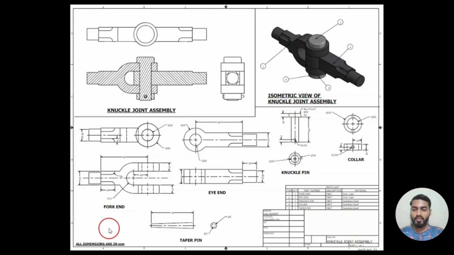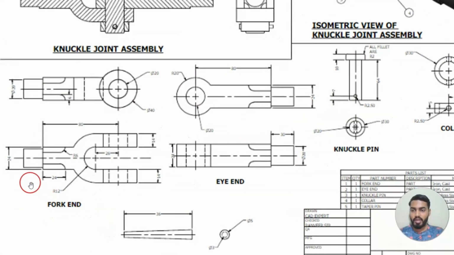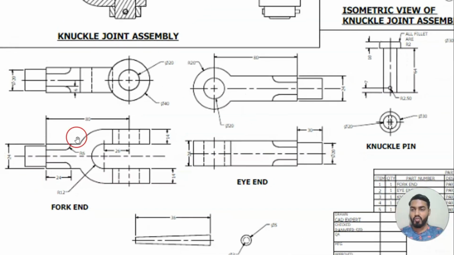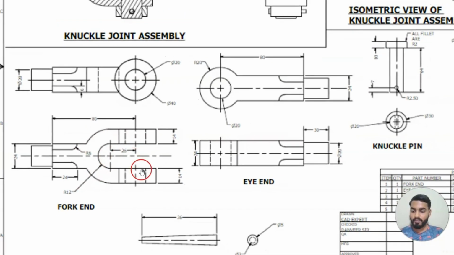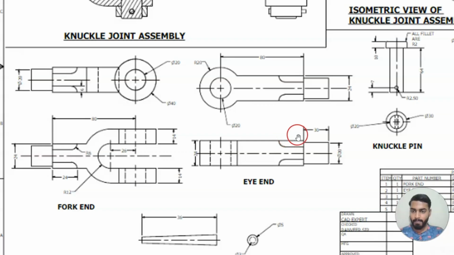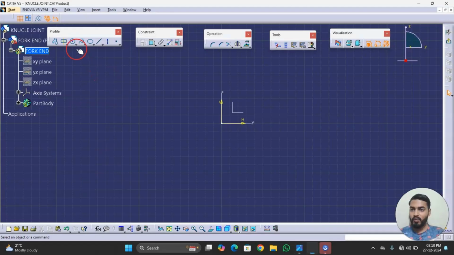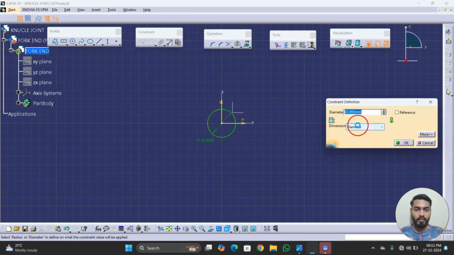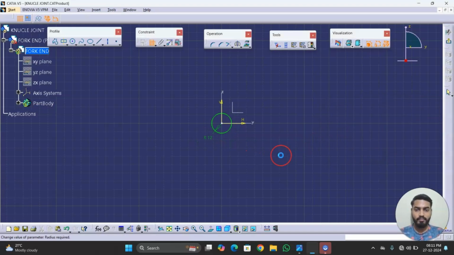Now let's create this fork end. To create this fork end, you can see we have only two views: one is a front view and one more is a top view. Let me create this in a simple method by using solid combine. First we'll create this shape. To create that profile, I'll enter into the front plane. I'll enter into sketch. Then from here, one curve we have with a radius of 12. Let's create one circle with a radius of 12.